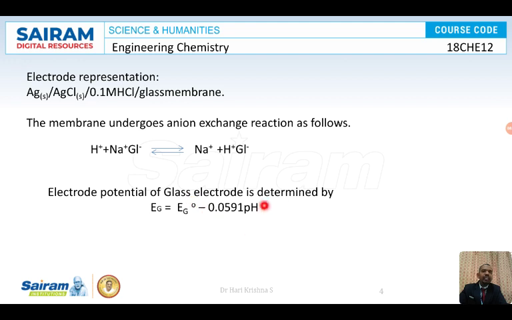Okay, so pH we know. When we substitute here, we get the electrode potential of the glass. When we substitute the pH value of the solution, that is HCl, and Eg naught is constant, we can easily determine the electrode potential of the glass electrode.